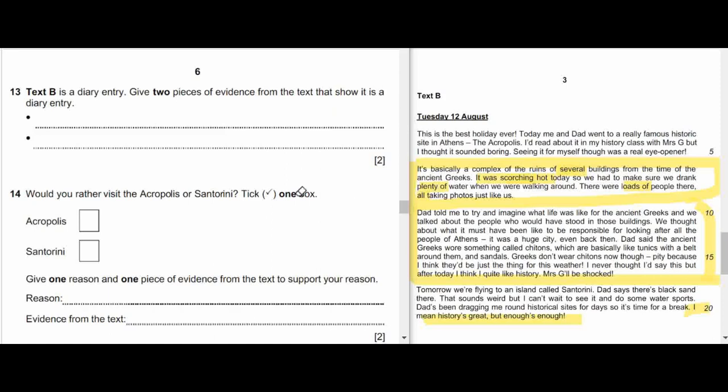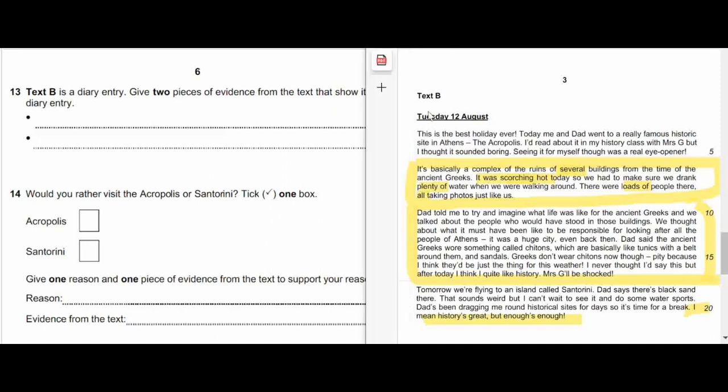Right, this is an example of a correct answer. If you have any other possible answer, you may write it down in the comment section if you need to clarify. First of all, it starts with the date here. The date will surely reveal that this is a diary. And the writer used a lot of exclamation marks, you can see exclamation mark after exclamation mark. So this is a diary.